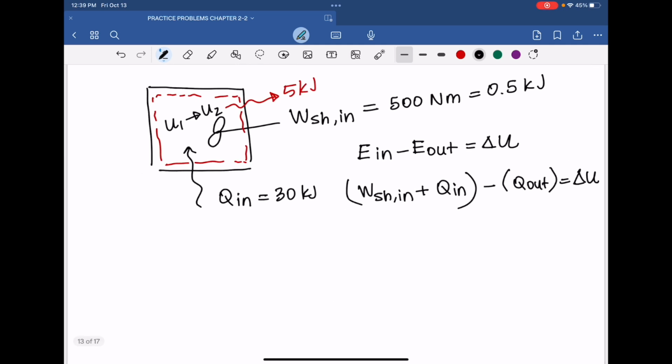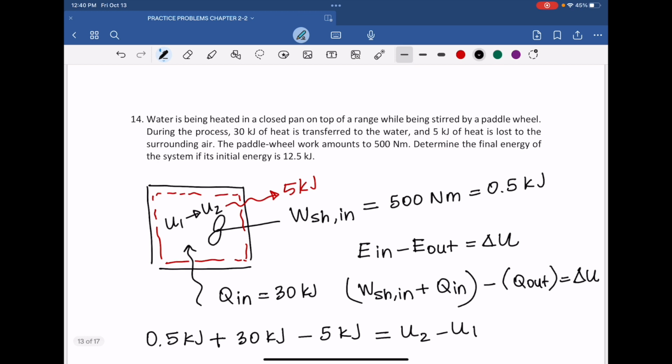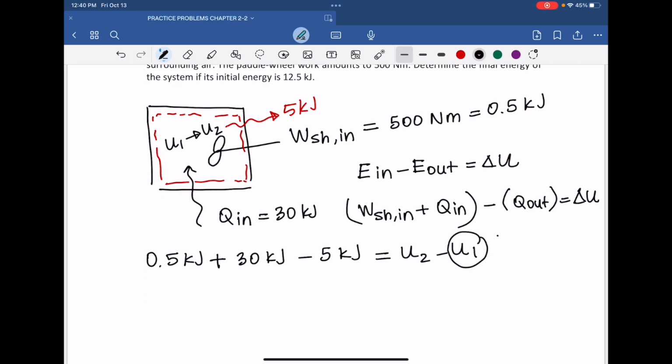So now let's write it down. Shaft work is 0.5 kilojoule. Heat getting in is 30 and heat getting out is 5. They are changing the energy of our system, and we know they give us the initial internal energy to be 12.5 kilojoule, and from here we can calculate the second state internal energy. And when you do your calculations, it should be 38 kilojoule.